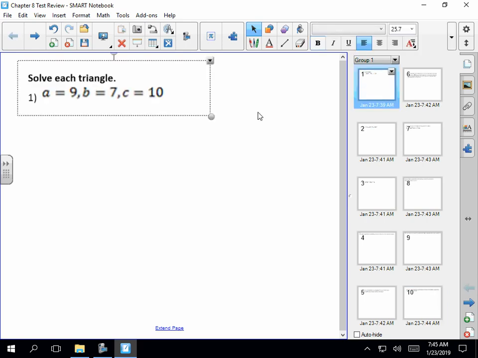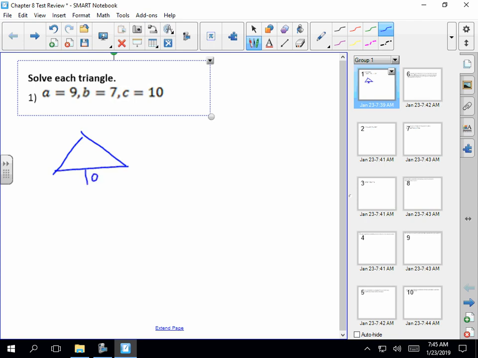Yeah, this is the Chapter 8 test review for pre-calculus. The first set of instructions, for the first three, is to solve each triangle. So we're going to find all angles and all sides. We're given three sides in this one.